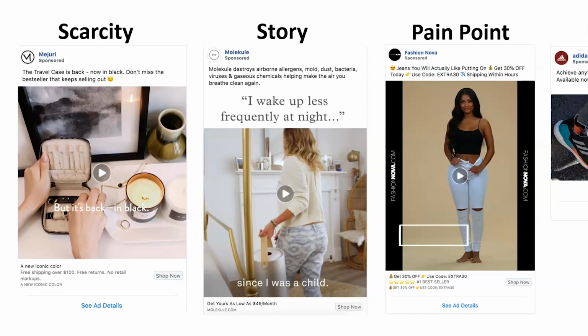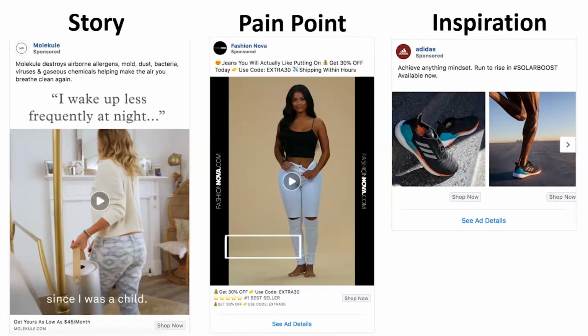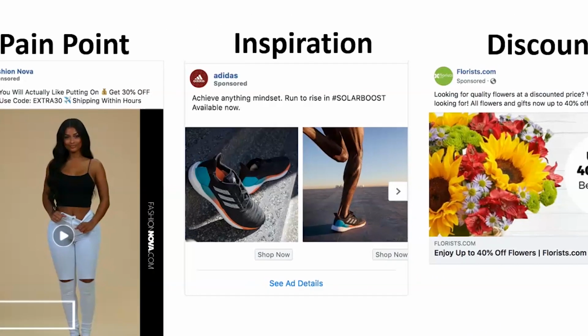For example, this one here for Molecule, this woman is describing how she's been struggling with breathing at night and how this air filter really helped her. So that's really captivating. The third is a pain point. So jeans you will actually like putting on. Obviously, shopping for jeans for many people can be a pain point. The fourth is an inspiration. So, Adidas is selling shoes, but with these shoes, they're saying when you wear these shoes, you can achieve anything. Wow, powerful shoes. So you're really making your customers feel a certain way.